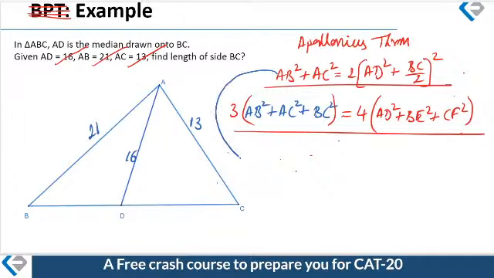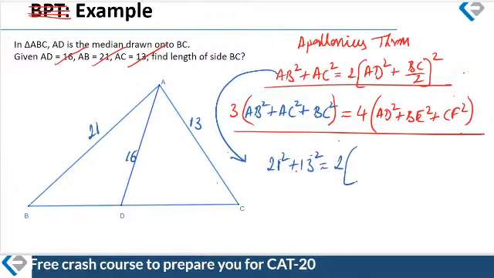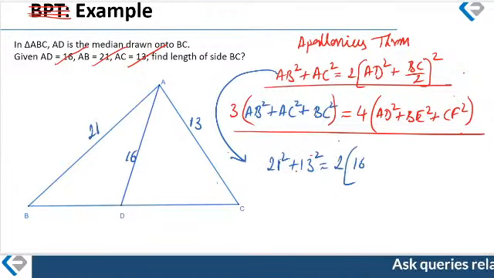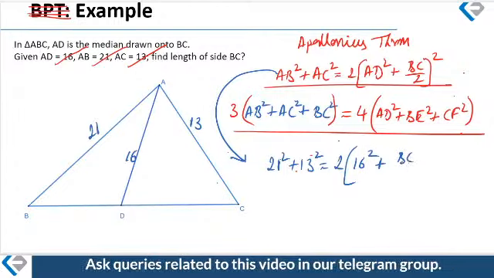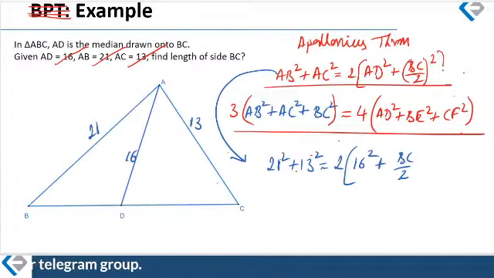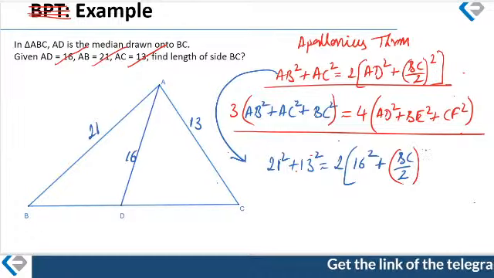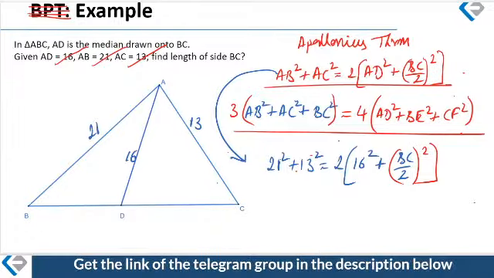I can just apply this here. So 21 square plus 13 square is equal to 2 times AD square, that is 16 square, plus BC divided by 2, whole square. I think I wrote the 2 outside, but it's inside: BC by 2 whole square. You can substitute and get the answer. There is no big deal about it.